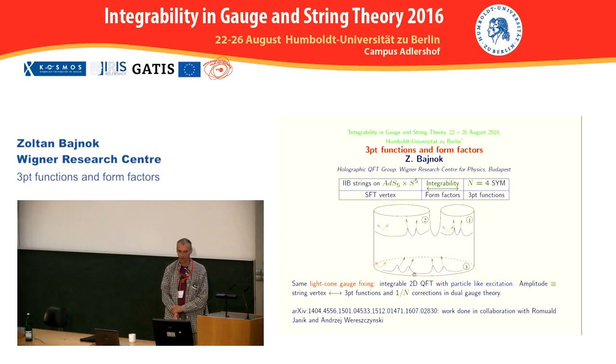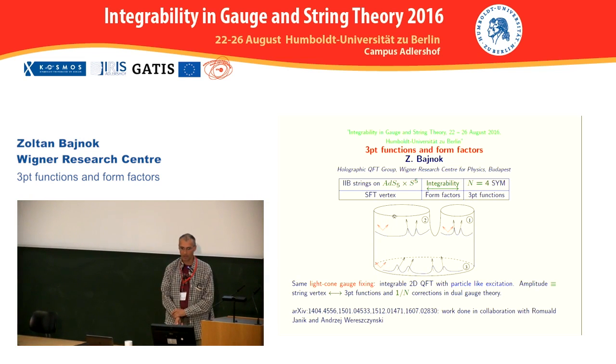This big string is going to split into two smaller strings, and we would like to calculate the amplitude in which you specify some incoming multiparticle state and two outgoing multiparticle states. Just to remind you, this problem has three sides. On one side, you have this string theory at strong coupling. At weak coupling, you have N=4 super Yang-Mills, and they are related via integrability. The observable I would like to calculate today is this string field theory vertex, which is related to the three-point functions, and I will show you that it's related to form factors in the integrable language.